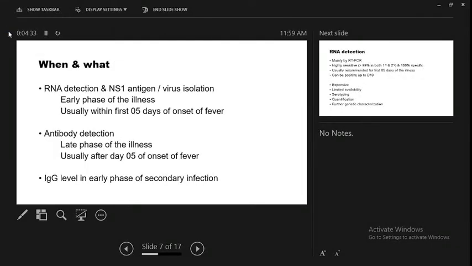So when and what? For RNA detection, NS1 detection, or viral isolation, you have to take the sample in the early phase of the illness, usually within the first 5 days. If we are going for antibody testing, you have to take the sample in the late phase, usually after day 5. If you send the wrong sample with the request form, you will get false negative results and a waste of reagents as well.